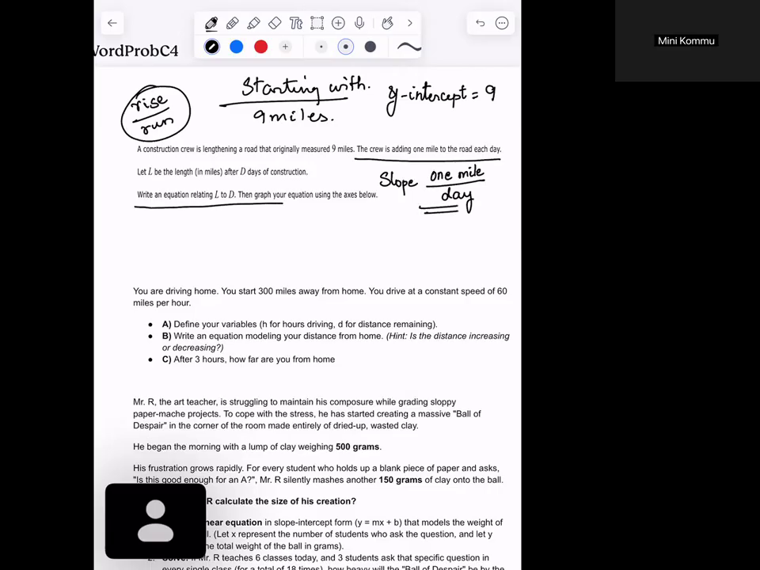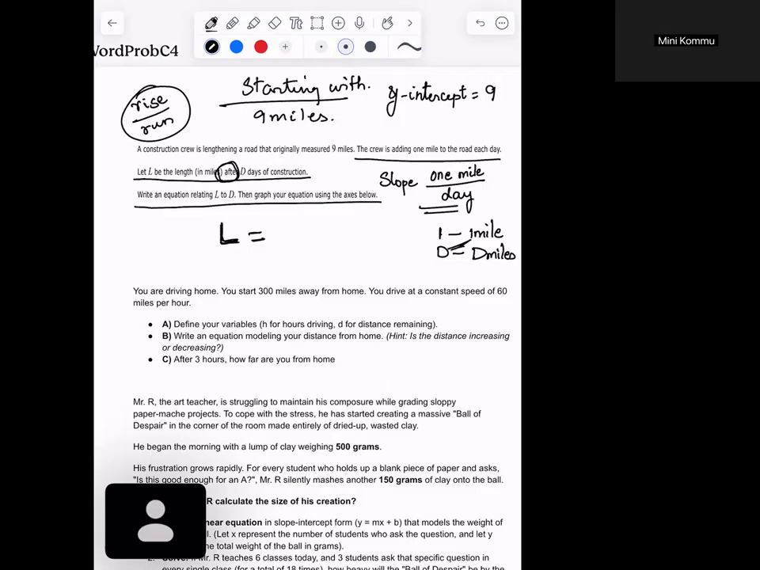Write an equation relating L to D. So your L will be equal to the length of the road. What is L? Length in miles after D days of construction. Now, this is important to note. After D days of construction. That means they kept constructing for D days. In 1 day, they are building 1 mile. In D days, they are building D miles, right? 1 times D. That's it, right?